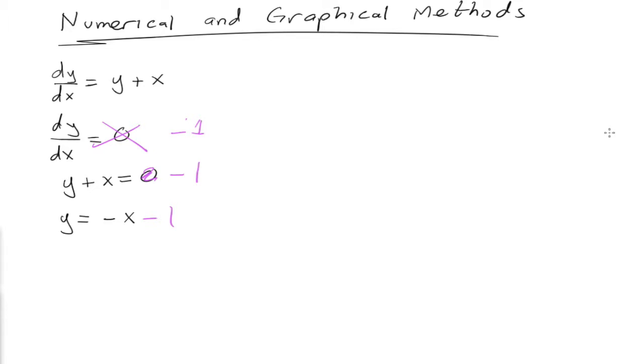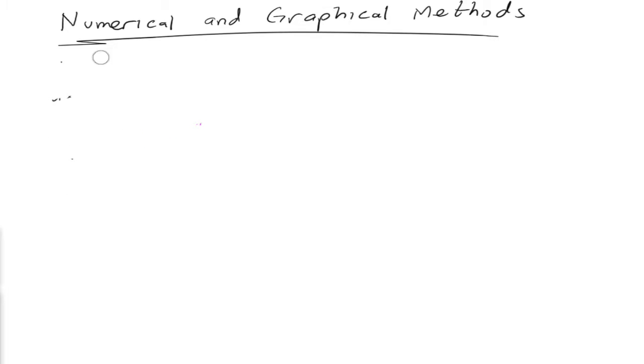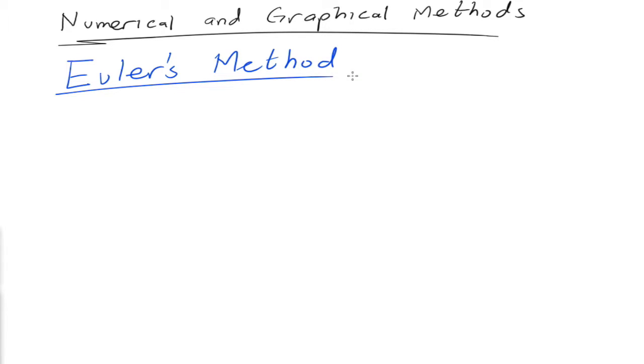Now, that's all nice and dandy. What about numerical methods? That's what we're really going to focus on, and we're going to start off with the simplest method of all. The simplest method of all is called Euler's method. And actually Euler's method is really, really simple.